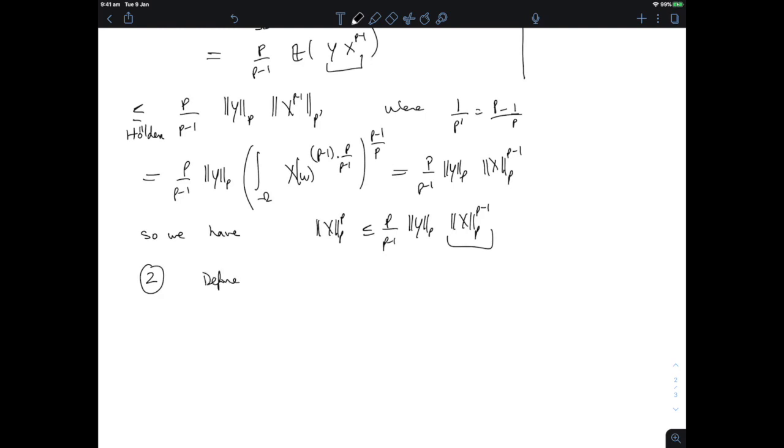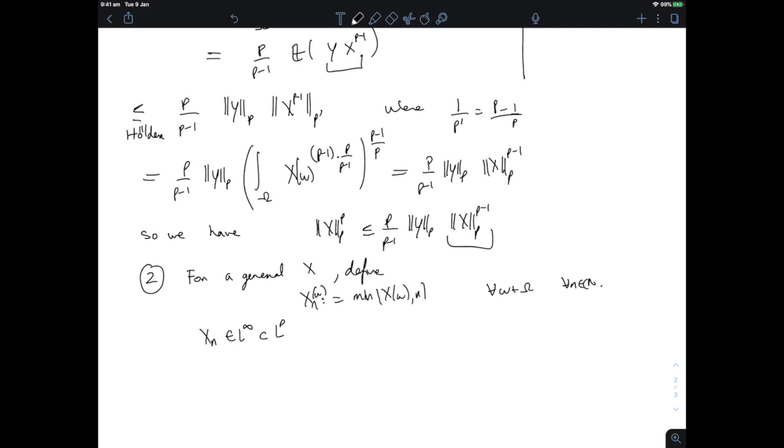So in order to remove the assumption, for general X, we define X_n, that's going to be the minimum, at the point omega, of X(omega) and n, for all omega and for all n. Now X_n is in L infinity, and therefore it is in L^p, because L infinity is even smaller than L^p. Right, so we just have that the L^p norm, by step 1, of X_n, let's not raise that to any power, is smaller or equal to p/(p-1) times the L^p norm of Y, and that is for all n in N.